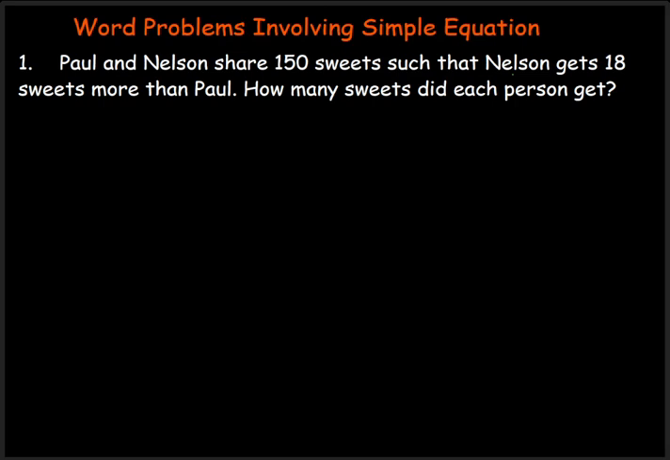Number one, Paul and Nelson share 150 sweets such that Nelson gets 18 sweets more than Paul. How many sweets did each person get? Okay, let's take a solution.